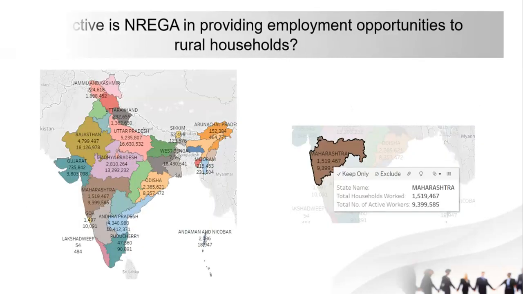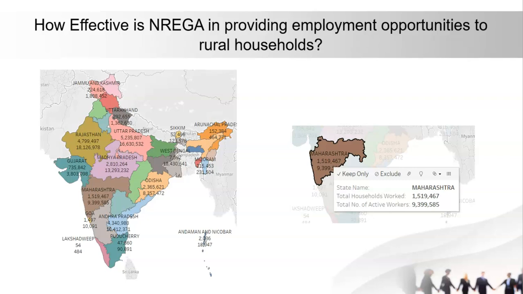Let's take a look. The first question we can answer is how effective NREGA was in providing employment to rural households. Friends, while looking at the colored map of India and the image next to it, it is easy to assume that NREGA, while its claims were vast, was achieved in its implementation. Because simply looking at the statistics of Maharashtra alone, having a total household working of 1.5 million, while also having a total number of active workers of 9.3 million is impressive.